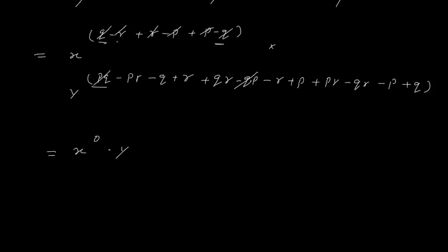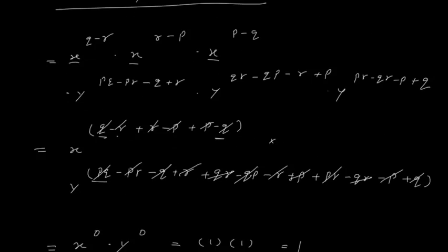We have minus pr, so we must have plus pr. Here it is plus pr, and this plus qr and minus qr cancel, and similarly minus q will cancel with plus q, minus p will cancel with plus p, and minus r will cancel with plus r. So y power 0. X power 0 is 1, y power 0 is 1, 1 into 1 is 1. So this is how we prove it.